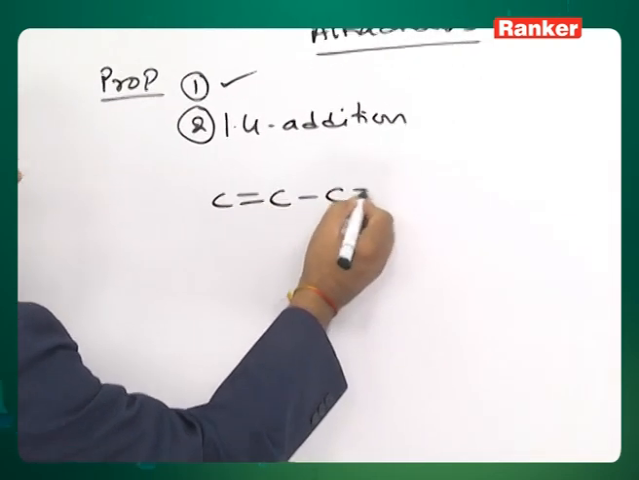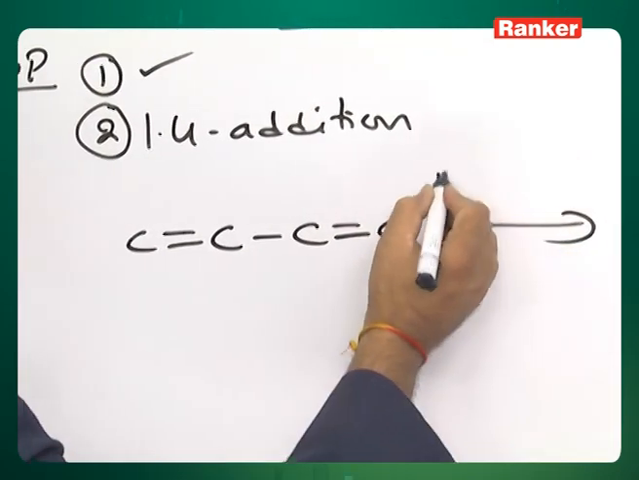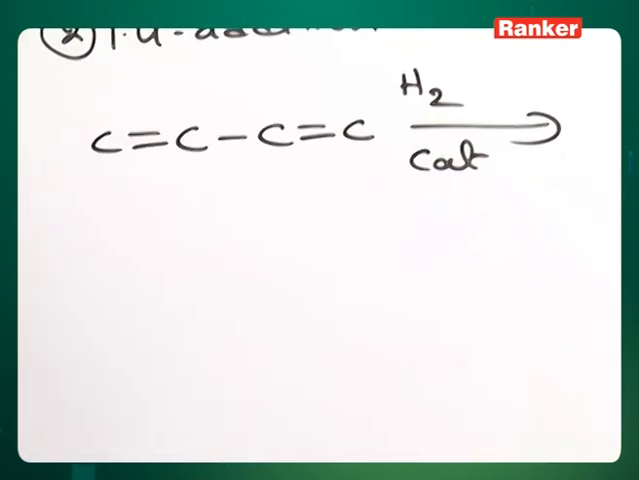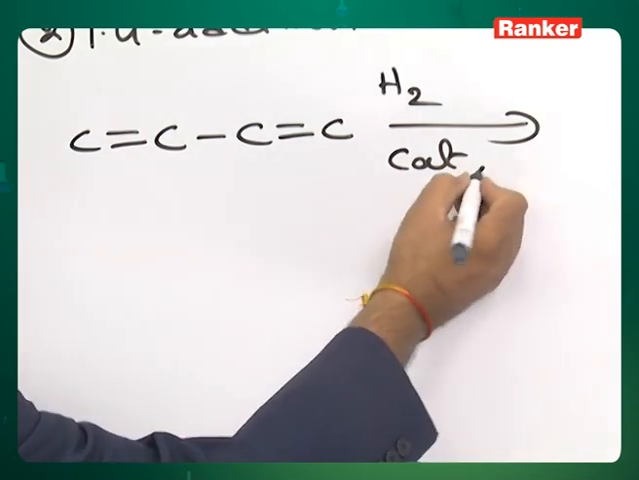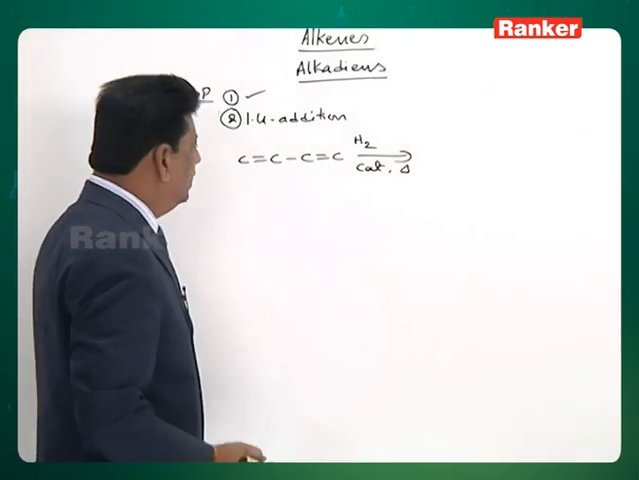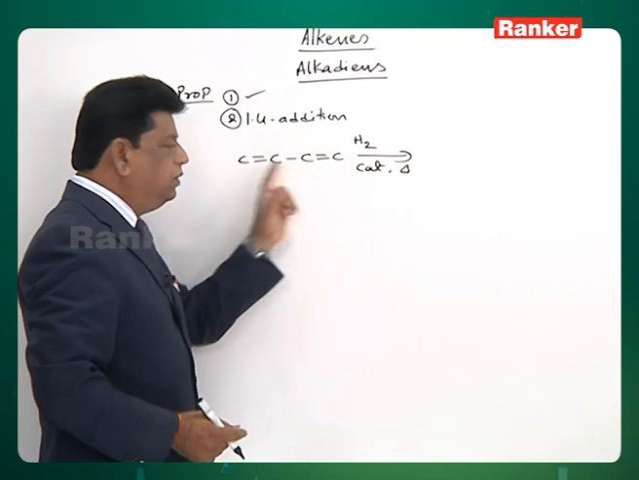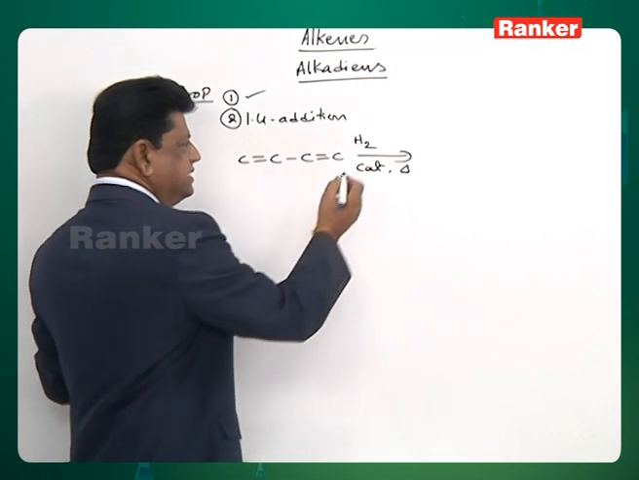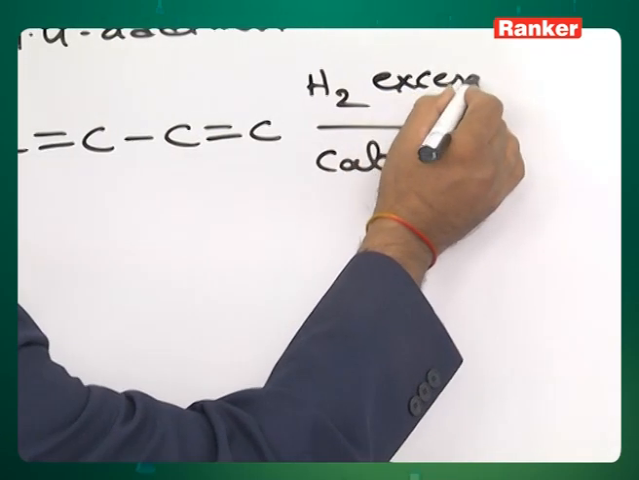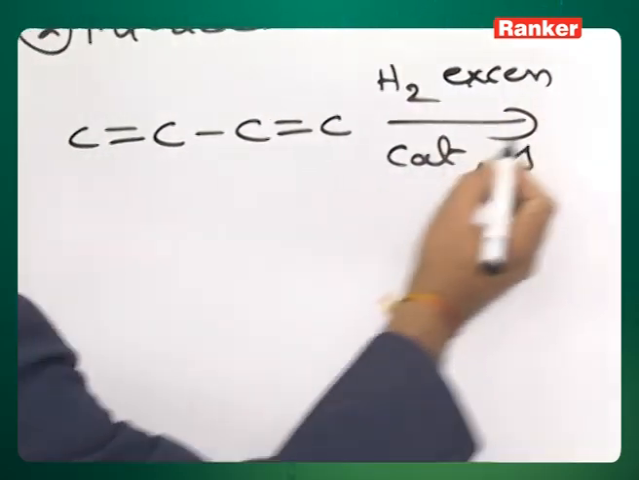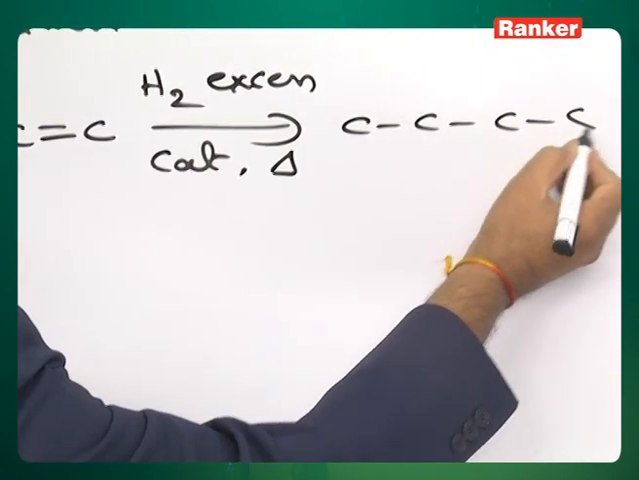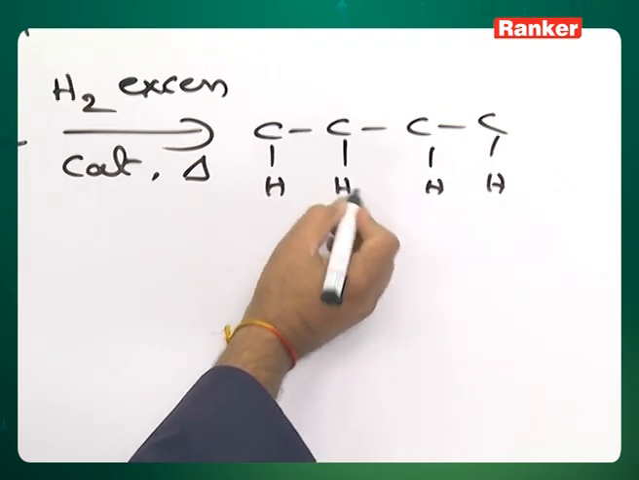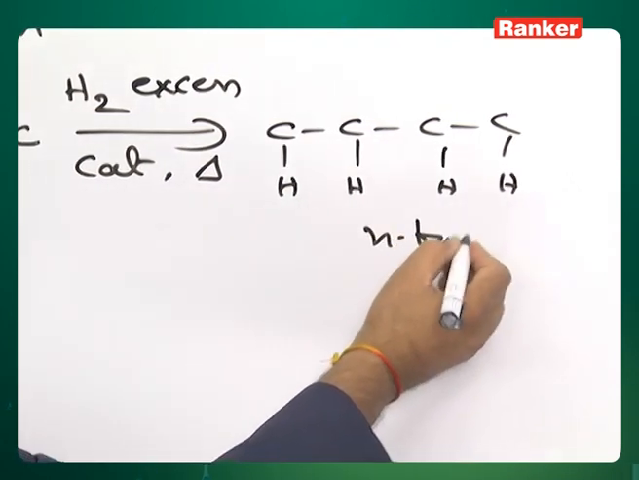Butadiene is treated with hydrogen gas in the presence of a catalyst like nickel, palladium or platinum, and heated to around 200 degrees centigrade. The hydrogens are being added to the alkene, right. So if excess hydrogen is added, 2 sets of hydrogen are used, one set on one double bond and another set on the other. So we will get n-butane formation.